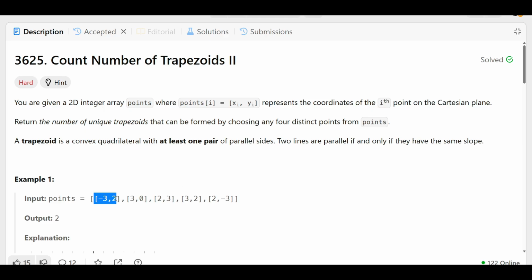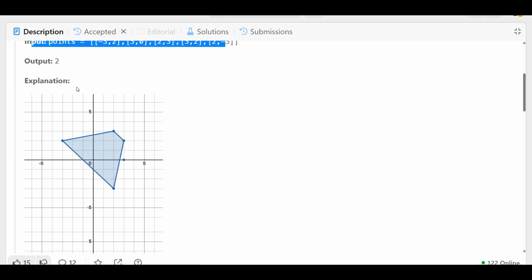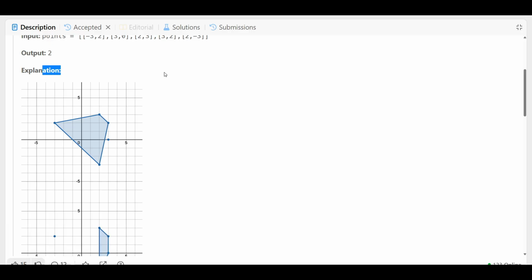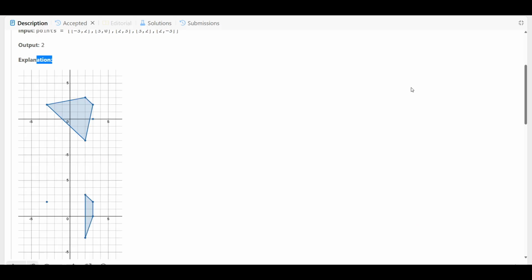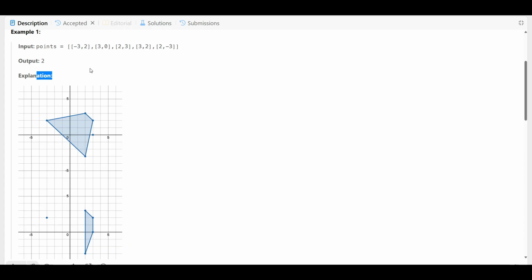So we have given 1, 2, 3, 4 and 5. These 5 points we have given. Out of the 5 points you can choose only 4 points and you can make a number of trapezoids. So this point can be anything, for example, if you come here. If you observe the given points, let me zoom out. If you can see the example 1, these are the points.